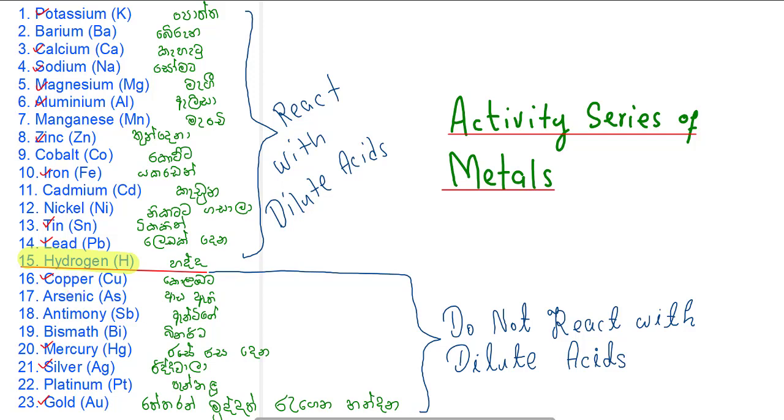Copper, arsenic, like in the pesticide, it is there. Antimony, bismuth, mercury, silver, platinum, gold. Copper, silver, gold, platinum, right? Then for us, children, we need these things only for our lessons: potassium, calcium, sodium, magnesium, aluminium, zinc, iron, tin, lead, only that. Others, we are not talking about for the O level. And below hydrogen, copper, mercury, silver, gold, normally we are talking.